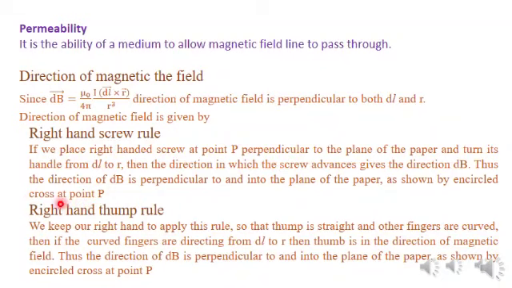Right hand thumb rule. We keep our right hand to apply this rule so that thumb is straight and other fingers are curved. Then, if the curved fingers are directing from dl to r, then thumb is in the direction of magnetic field. Thus, the direction of magnetic field is perpendicular to and into the plane of the paper as shown by encircled cross at point P.